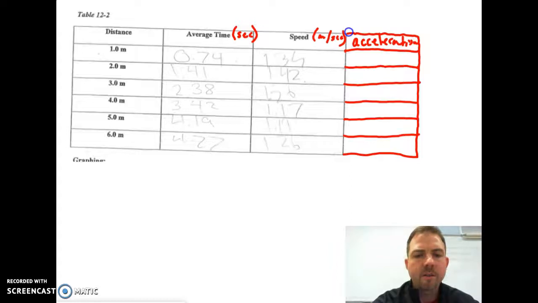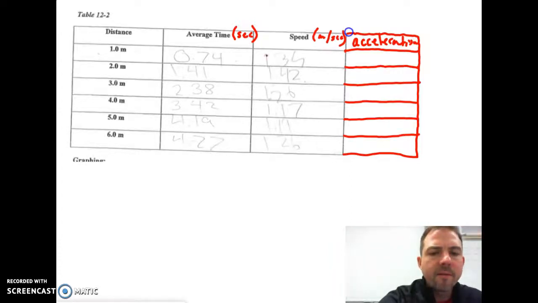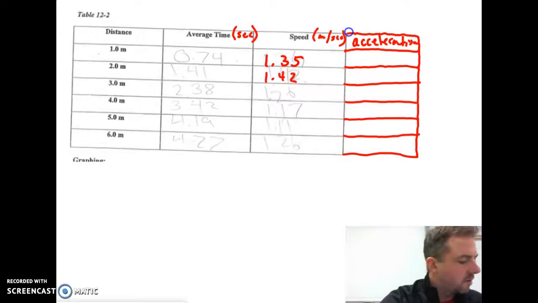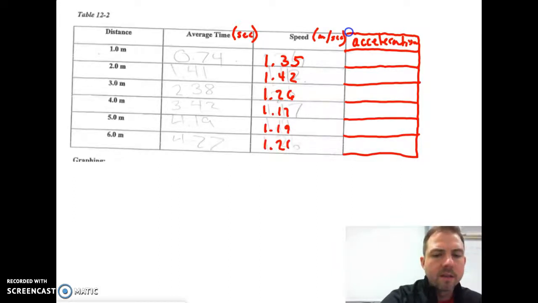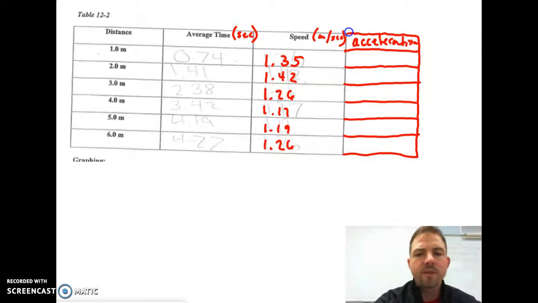Now acceleration is what we're going to be looking for. I have the paper copy in front of me. This should be a 1.35. This is going to be a 1.42, because I know it's hard to make out, I'm just going to rewrite it. 1.26, 1.17, 1.19, and 1.26.